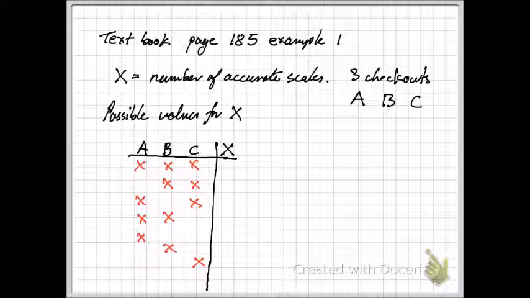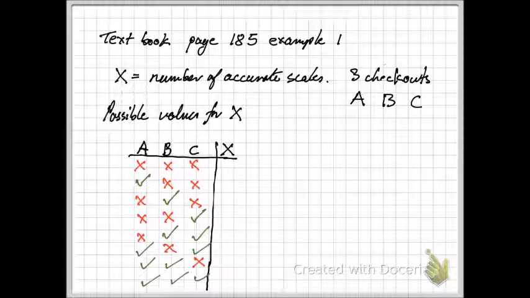Alright, so we've got the 3 checkouts A, B and C, and we're looking at how many or which ones are accurate. And so in the first row here they've checked all of the checkouts A, B and C, and none of them were accurate. In the second row we find that checkout A was accurate, B and C were not. Third row here we've got just B was accurate and then just C. The next row we've got 2 of them are accurate, B and C. Then A and C were accurate, and then A and B. And in the last row all 3 were found to be accurate.